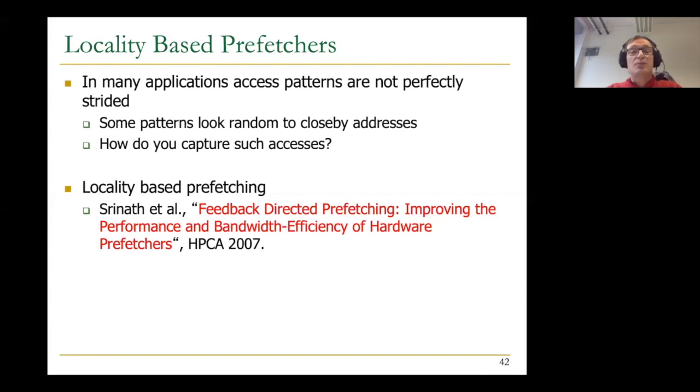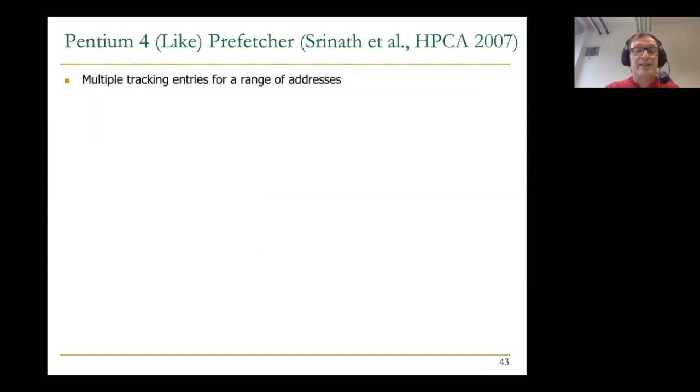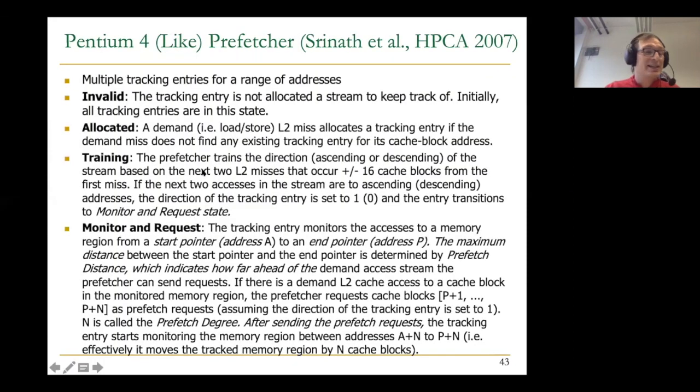Okay, so now I'm going to move into more locality-based prefetchers. I'm not going to spend a whole lot of time on this one, but in many applications, access patterns are not perfectly strided. Some patterns look random to close-by addresses. And the key question is, how do you capture such addresses? This becomes much more difficult now because you don't have a stride and some patterns look random. How do you capture these? An example of locality-based prefetching is provided in this work that I'm going to cover in a different way. I'll talk about this prefetcher very quickly, even though the definition is on this slide. You can read it, and it's also in many Intel patents.